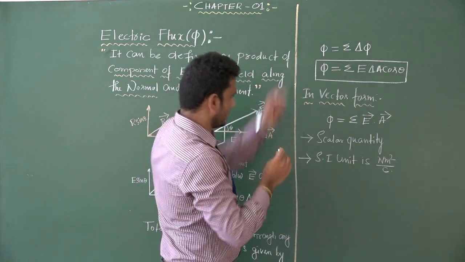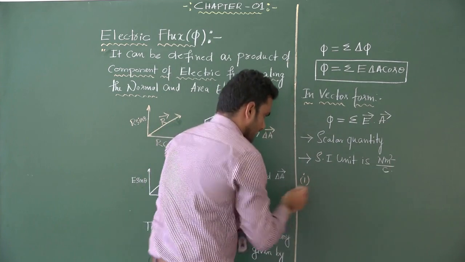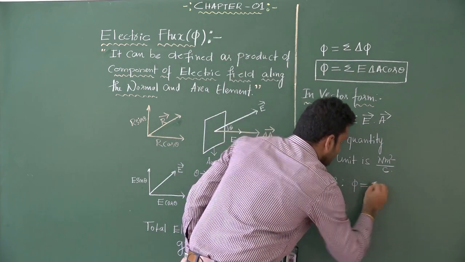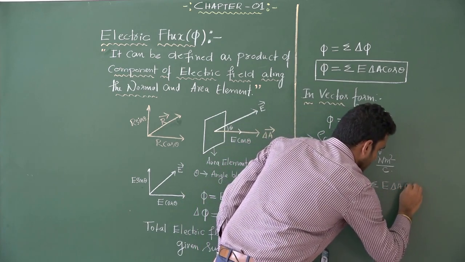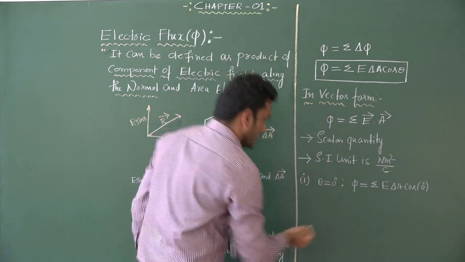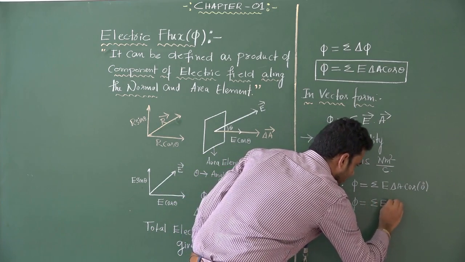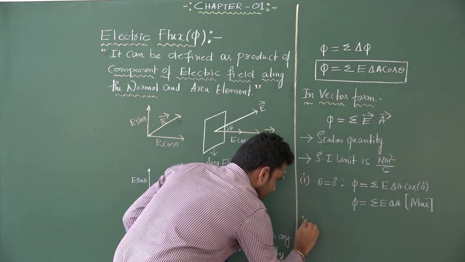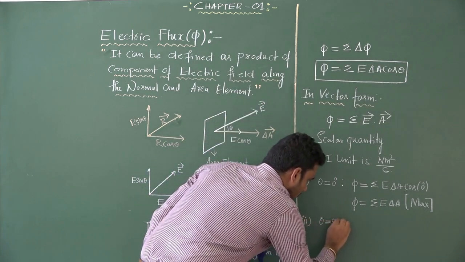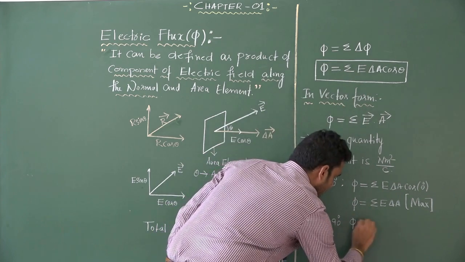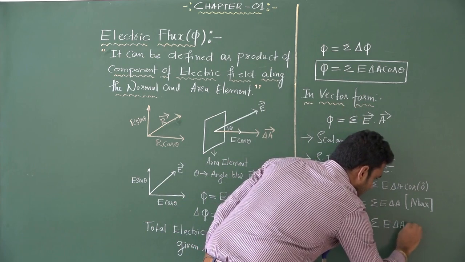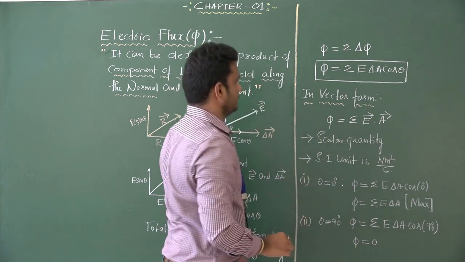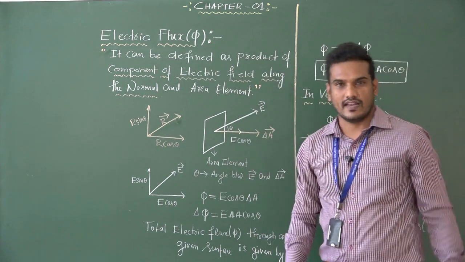And we have two cases by using this equation. Case 1, when theta is equal to 0 degree, phi is equal to summation of E delta A cos 0 degree. Cos 0 is 1. So the remaining equation is phi equal to summation of E into delta A, that is maximum electric flux. Case number 2, when theta is equal to 90 degree, same equation, phi is equal to summation of E delta A cos 90. Cos 90 is 0. So flux through the given surface is 0. So this is the second method to understand electric flux.